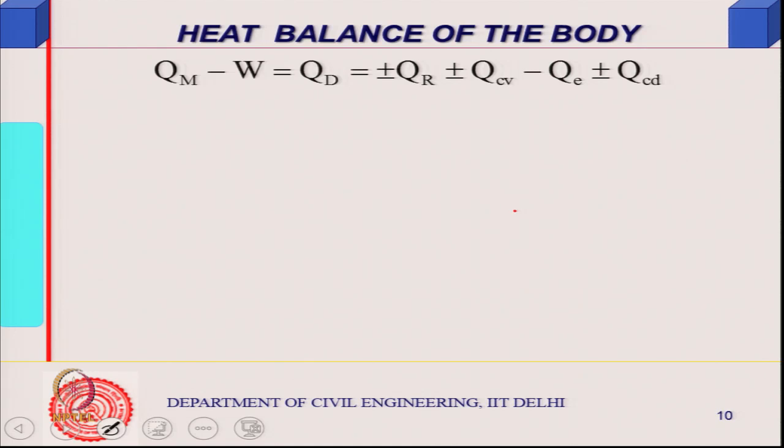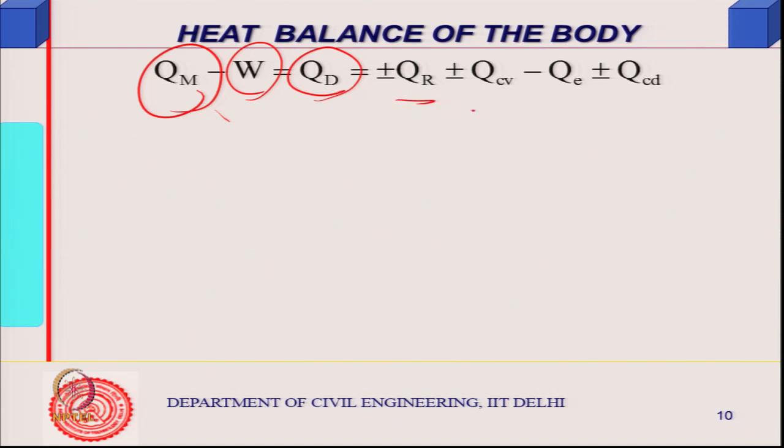So heat balance of the body then. QM is the metabolic heat generated, minus some losses, is equal to the QD that is to be dissipated, and that is by all those mechanisms: some evaporation, some conduction and radiation, convection and all that, right. This is radiation. That can be plus or minus, because in the general form we are writing, it could be plus or minus, but finally the net balance has to be there to maintain the inner body temperature. Conduction is plus or minus, evaporation is minus, convection and radiation and all that.